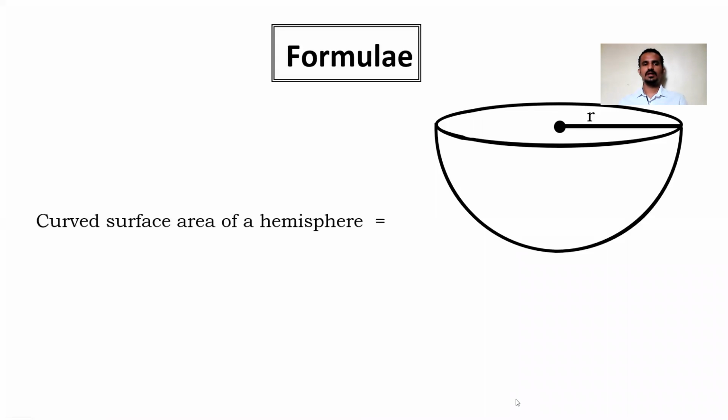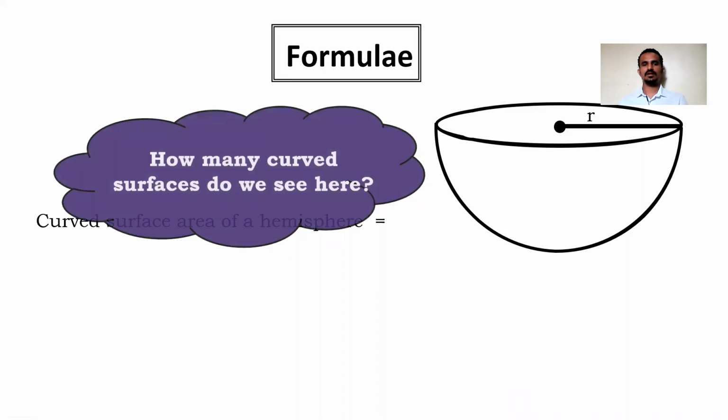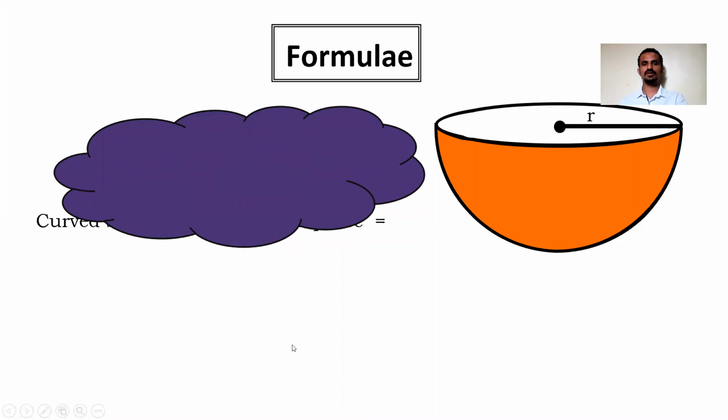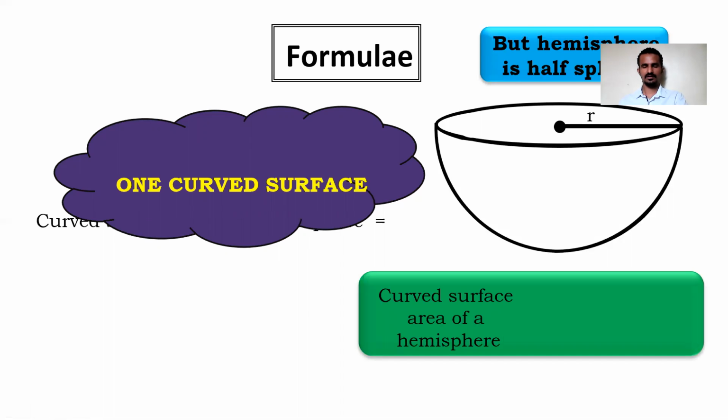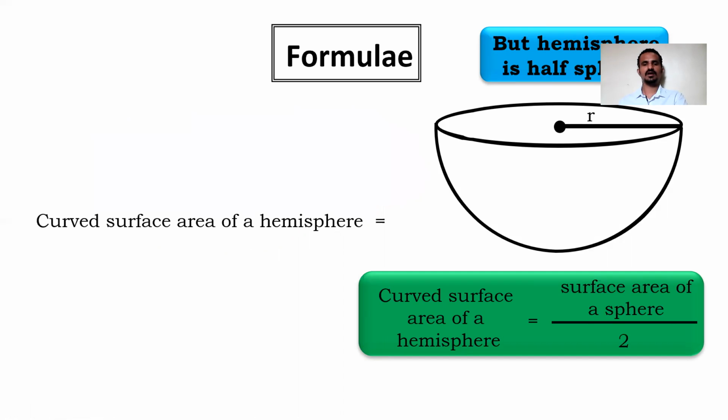Now first we'll find the curved surface area. This part which is highlighted is the curved surface area. Remember, this is nothing but half of the surface area of the sphere. In the case of a sphere we had only one surface area, and the formula was 4 pi r square. Now this is half of that. So the curved surface area of the hemisphere will be half multiplied by the surface area of the sphere, or the surface area of the sphere divided by 2.